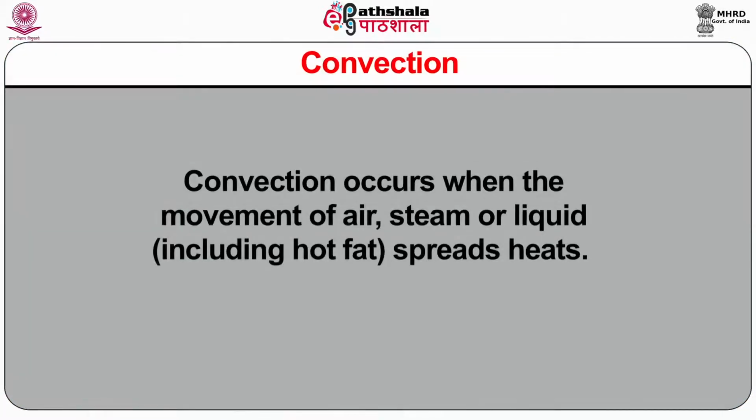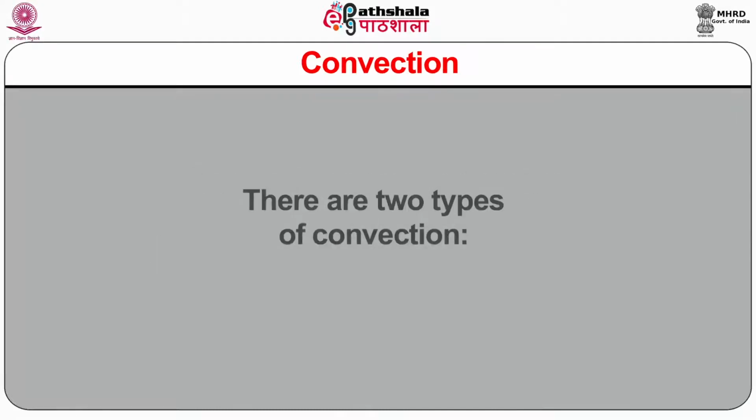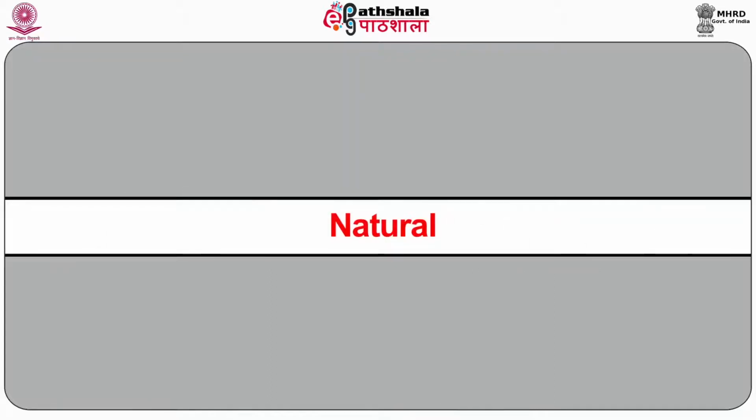Convection occurs when the movement of air, steam, or liquid, including hot fat, spreads heat. There are two types of convection. Natural: hot liquids and gases rise while cooler ones sink.